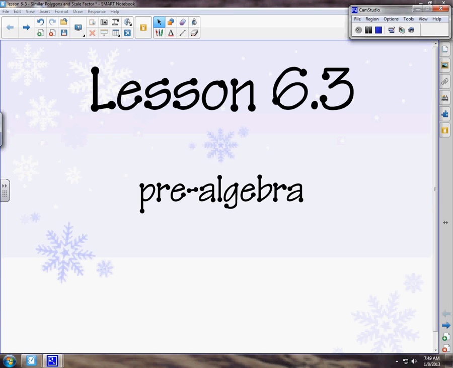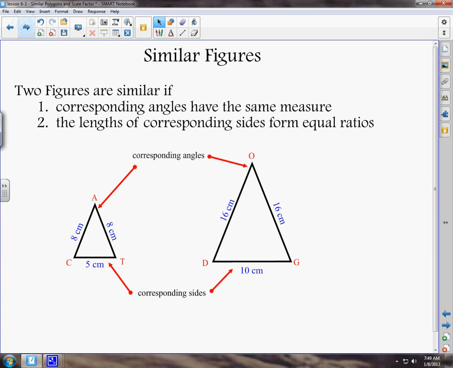Lesson 6.3 for pre-algebra. The title of this lesson is Similar Figures and Scale Factors, which we'll get into later. It says two figures are similar if, number one, the corresponding angles have the same measure, and number two, the lengths of corresponding sides form equal ratios.